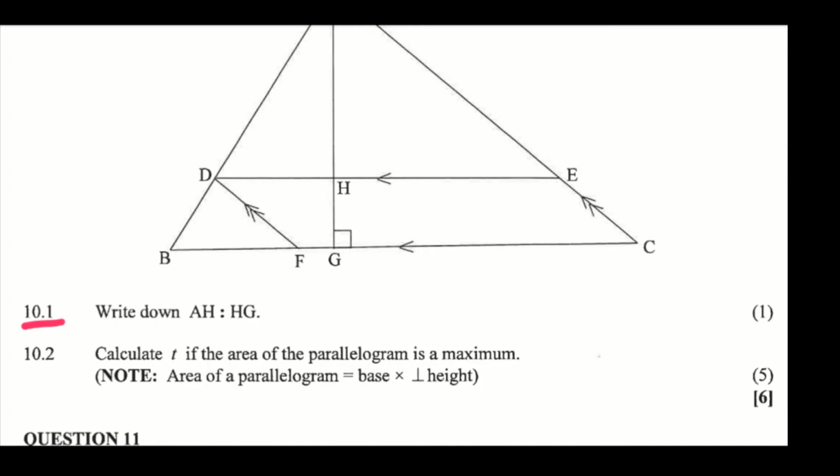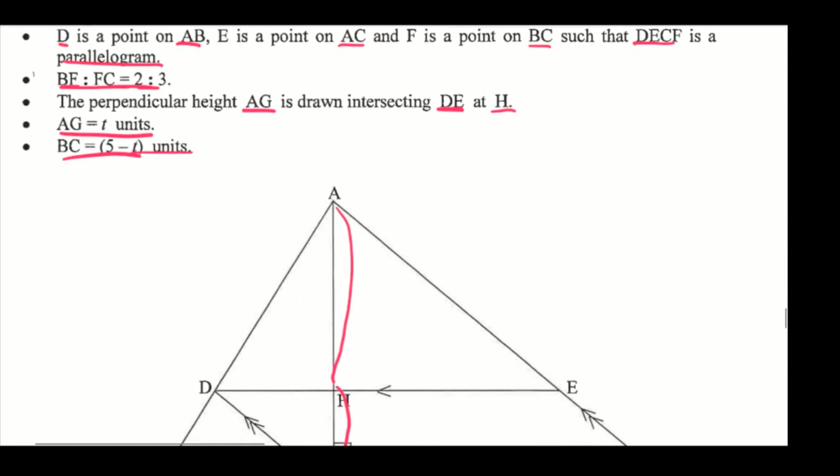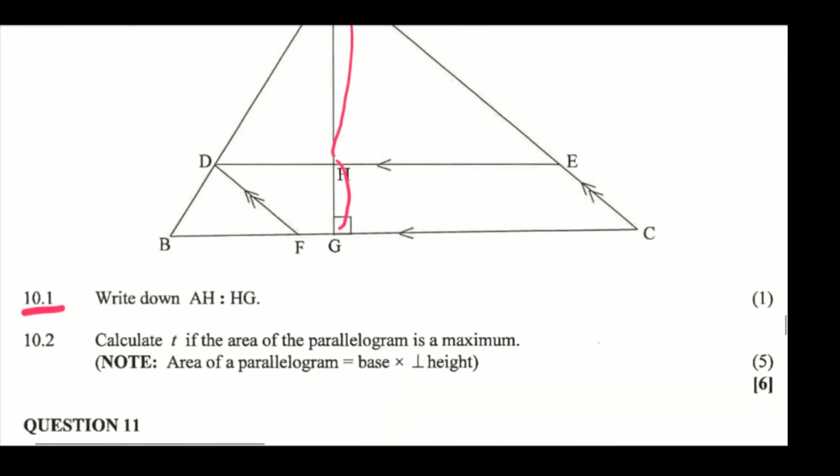So 10.1, you are asked to write down the ratio of AH is to HG. AH is simply this one here, and HG is this one. How are we going to find it? We will find it using BF, this ratio here. BF is to FC, right?